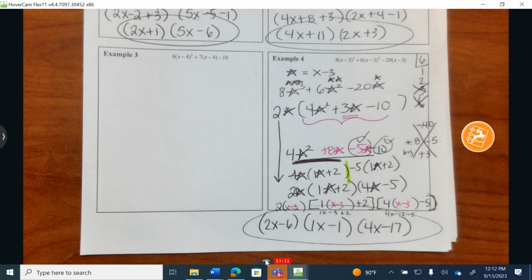Did anybody achieve the same answer that I did? I may have made a mistake. Let's find out where my mistake is. I put in x minus 3, 2x minus 6. Are we comfortable with that one? Let's find out my mistake.